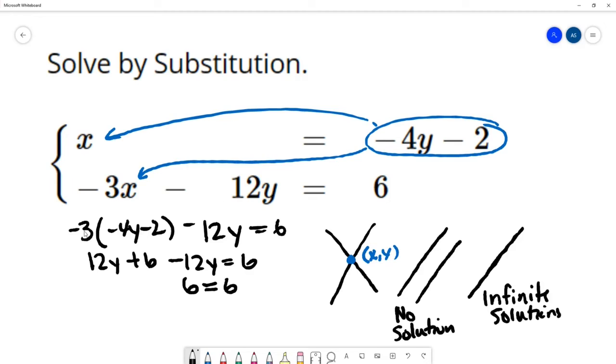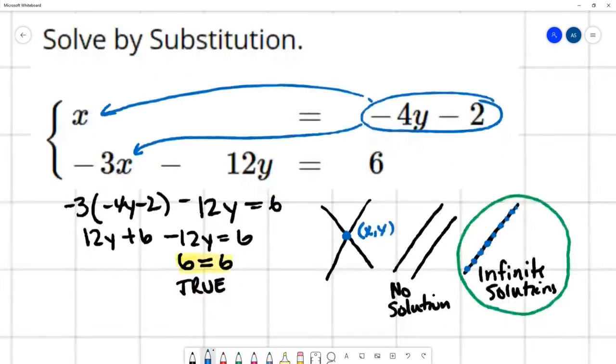And anytime all your variables cancel out when you're solving, you have this infinite solution case. You have one of the special cases. And then to decide which one you have, you've got to look at your final statement here and decide whether it's true or false. We have a true statement, and so because we have a true statement, it's going to be that infinite solutions case. So every ordered pair that is on the line is a solution to the system.